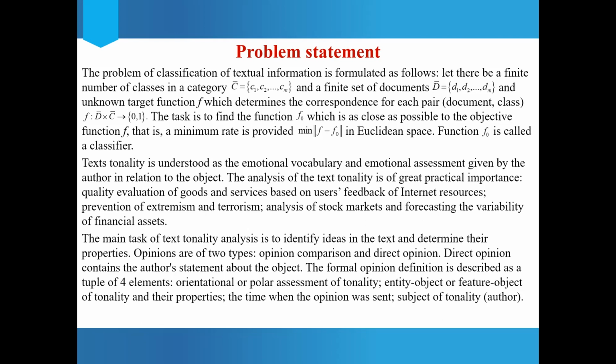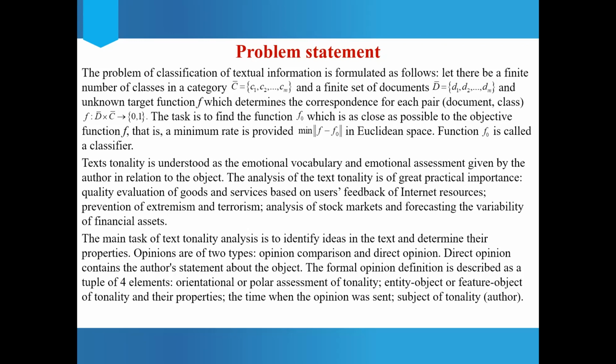Text tonality is understood as the emotional vocabulary and emotional assessment given by the author in relation to the object. The analysis of the text tonality is of great practical importance: quality evaluation of goods and services based on users' feedback on internet resources, and prevention of extremism and terrorism. Analysis of stock markets and forecasting the variability of financial assets. The main task of the tonality analysis is to identify opinions in the text and determine their properties. Opinions are of two types, comparison opinion and direct opinion. Direct opinion contains the author's statement about the object.